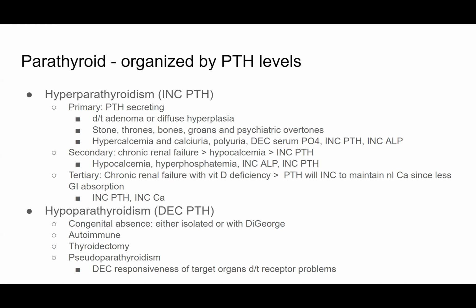And then tertiary, so this is still chronic renal failure, but you also have vitamin D deficiency. So now we're not really talking about the kidney anymore. Now we're talking about the GI absorption. Because if you don't have vitamin D, you're not going to be able to absorb calcium at the level of the GI system. So parathyroid hormone is going to increase to maintain normal calcium levels, because you're not getting that absorption.